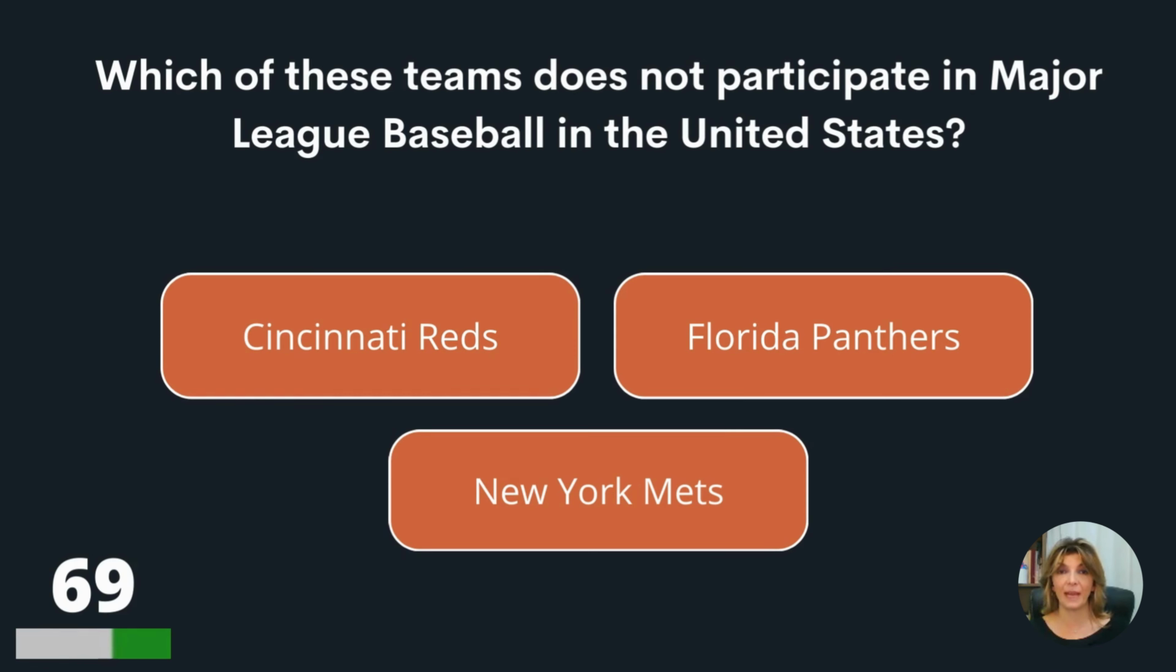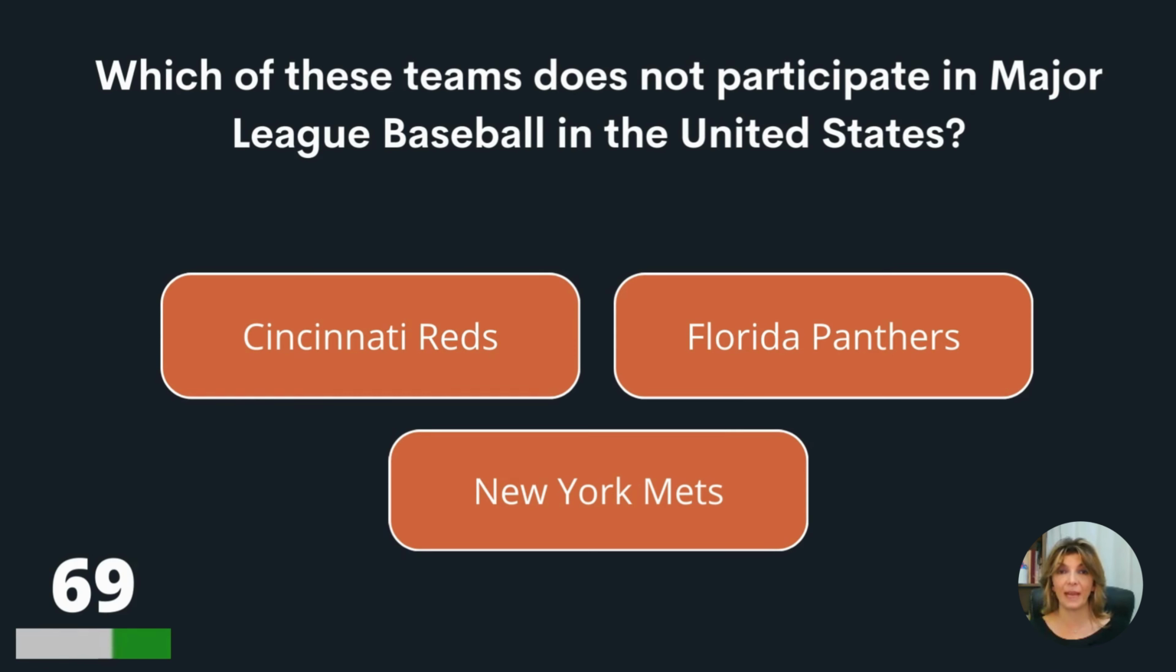Question 70. Who tied Jesse Owens' record of 4 gold medals at one Olympics set in the previous games in 1948 in London? Audrey Williamson, Fanny Blankers-Koen, or Stanislawa Walasiewicz? Fanny Blankers-Koen.